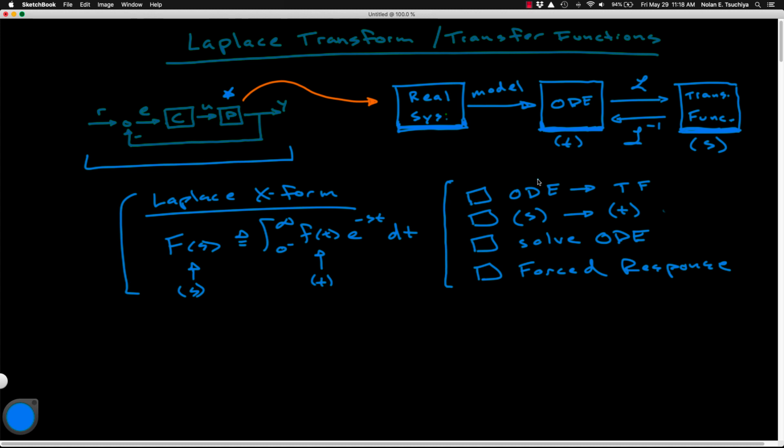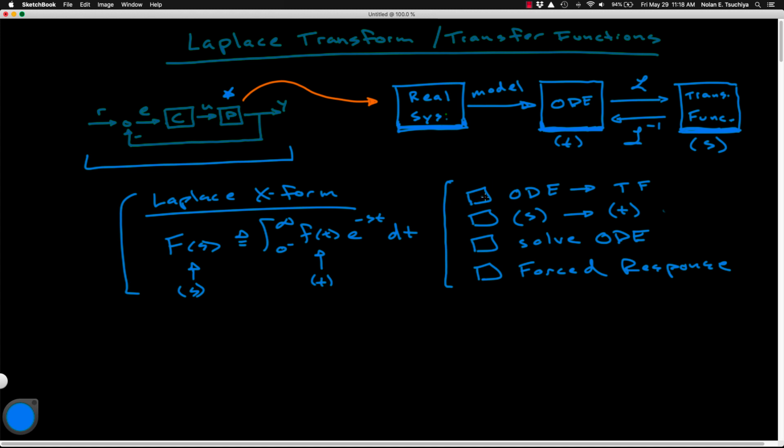Okay, so with that said, I do have to admit that this lecture is rather dry. There's nothing super interesting about this lecture. It's very mathematical. We're just going to go down the line and check off all four of these boxes to make sure you understand fully how to use the Laplace transform.